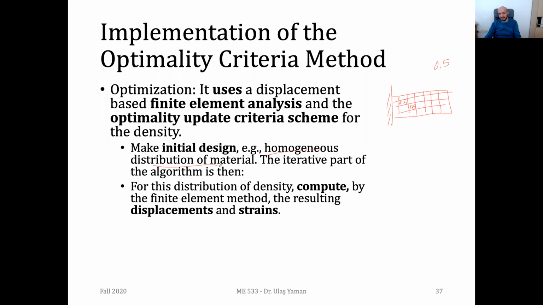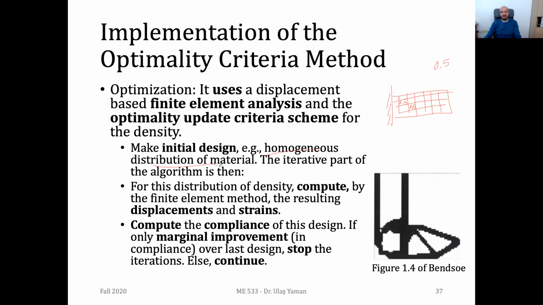And then for this distribution, we do some finite element analysis, and we determine the strains and the displacements, and obtain the compliance of the design. And if you're not happy with it, then you need to update the density values by using Lagrange multipliers. For instance, this might be increased to 0.7 in the next step, and this might be decreased to 0.3. So it depends on the critical steps of the optimization.